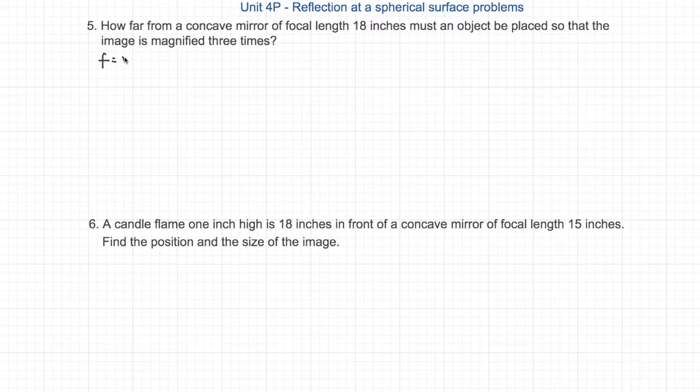How far from a concave mirror, focal length 18 inches, must an object be placed so the image is magnified 3 times? Now, the image may be erect or it may be inverted. The magnification formula is m equals f over x. So we'll set the magnification equal to a positive 3 first for an erect image. And we find x equals 6 inches. That's the distance from the focal point to the object, meaning u is negative 12 inches.